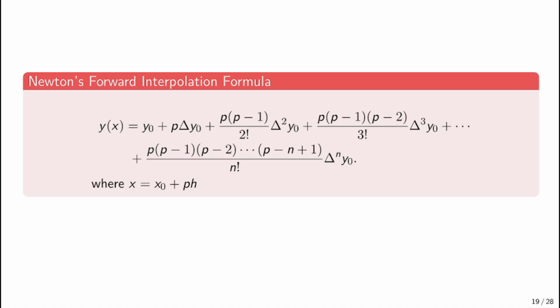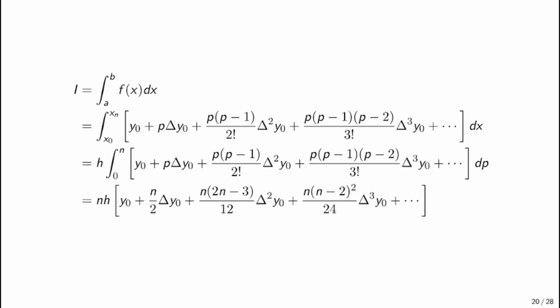Now let us apply all these things in the integral. So the dx will become h times dp, and the integrating limits x0 to xn will become 0 to n. So our variable is p. Now let us see how we will integrate this. We will integrate them term by term.